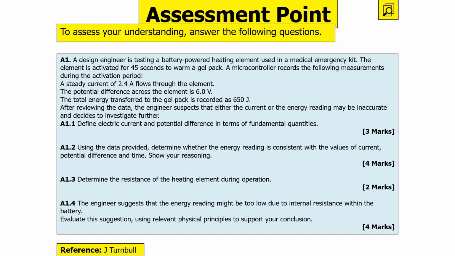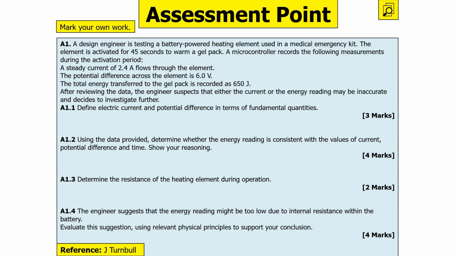After reviewing the data, the engineer suspects that either the current or the energy reading may be inaccurate and decides to investigate further. Firstly, define electrical current and potential difference in terms of fundamental quantities. Using the data provided, determine whether the energy reading is consistent with the values of current, potential difference and time, and show your reasoning. Determine the resistance of the heating element during operation, and then the engineer suggests that the energy reading may be too low due to the internal resistance within the battery. Evaluate this suggestion using relevant physical principles to support your conclusion. So pause the video now, then unpause the video when you want to go through your answer.